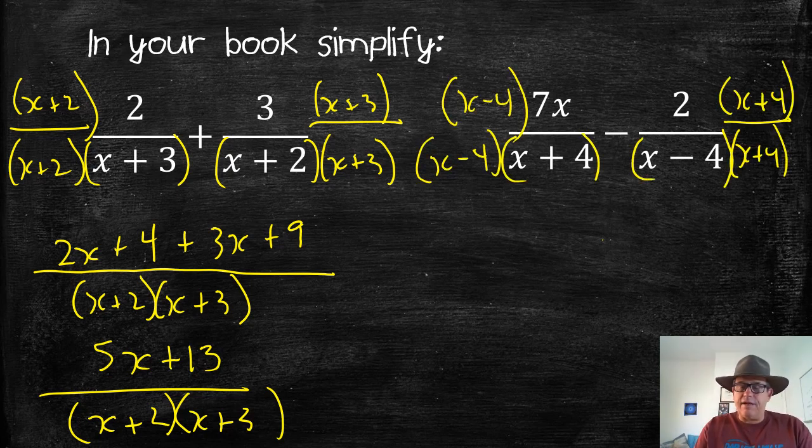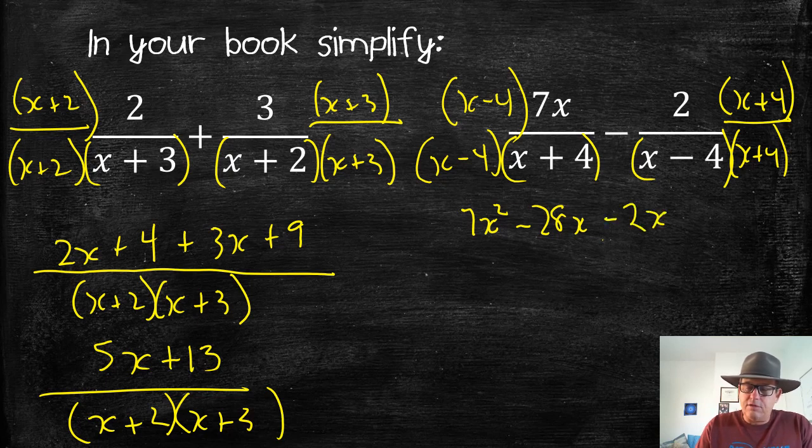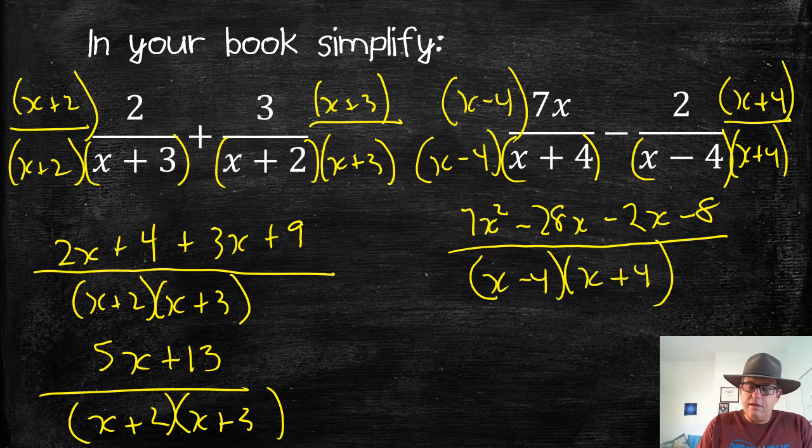Okay, for the next one, I have an x plus 4 denominator and an x minus 4. I'm going to multiply them together to get my common denominator. So I'm going to have to multiply up top. Again, I'm not multiplying the bottoms. Up top, 7x times x is 7x squared. 7x times minus 4x is minus 28x. Over on the other fraction, I'm going to have minus, remember that's a minus 2, minus 2x, minus 8. And this will all be over my common denominator, x minus 4, x plus 4.